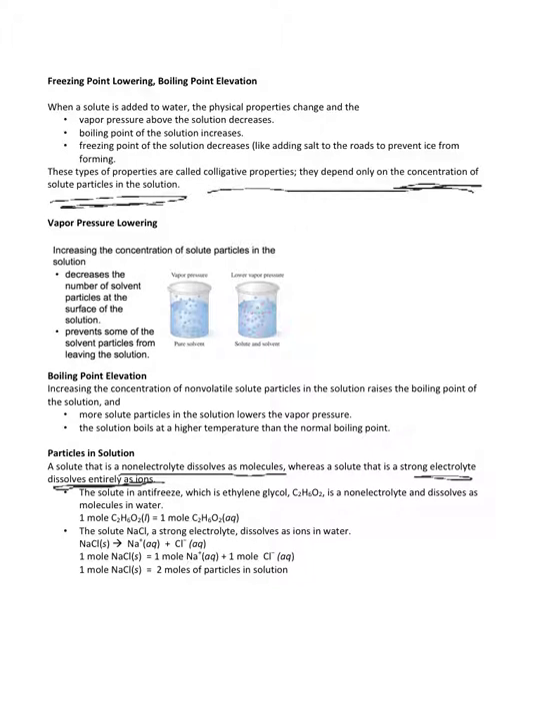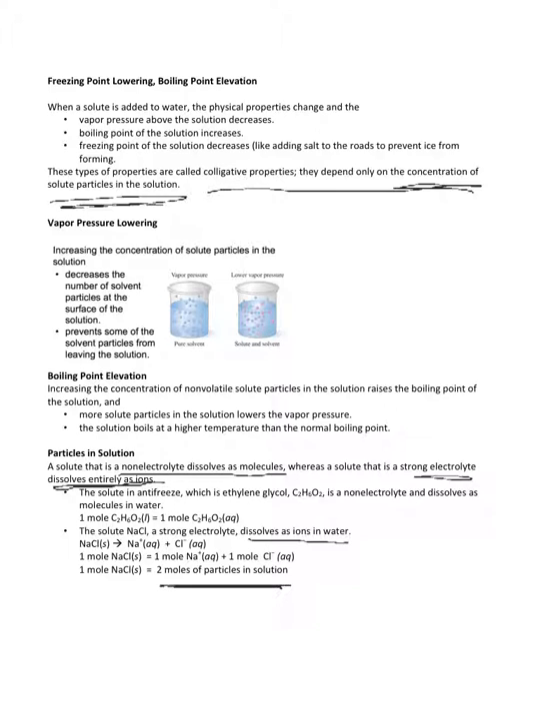The solute in antifreeze, which you put in your car, is ethylene glycol, and it is a non-electrolyte and dissolves as molecules in water. So 1 mole of ethylene glycol gives you 1 mole of particles. The solute sodium chloride, which is an ionic compound and a strong electrolyte, dissolves as ions in water. Once it's dissolved, you've gone from 1 mole of sodium chloride to 1 mole of sodium ions plus 1 mole of chloride ions, which gives you a total of 2 moles of particles in solution.